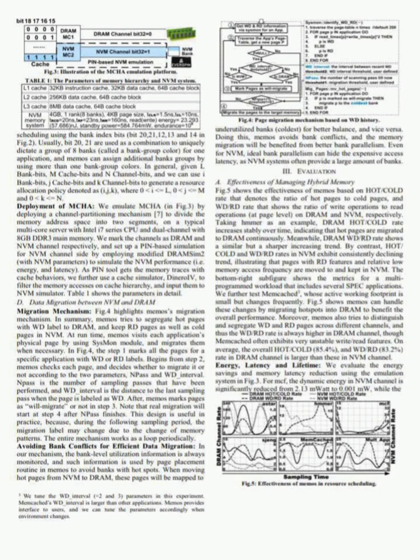Migration mechanism. Fig.4 highlights MEMOS' migration mechanism. In summary, MEMOS tries to segregate hot pages with WD label to DRAM, and keep read pages as well as cold pages in NVM, avoiding bank conflicts for efficient data migration. In our mechanism, the bank-level utilization information is always monitored, and such information is used by page placement routine in MEMOS to avoid banks with hotspots.